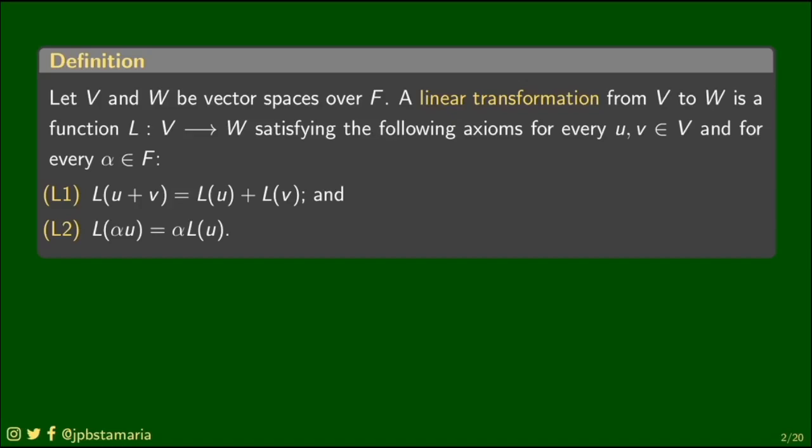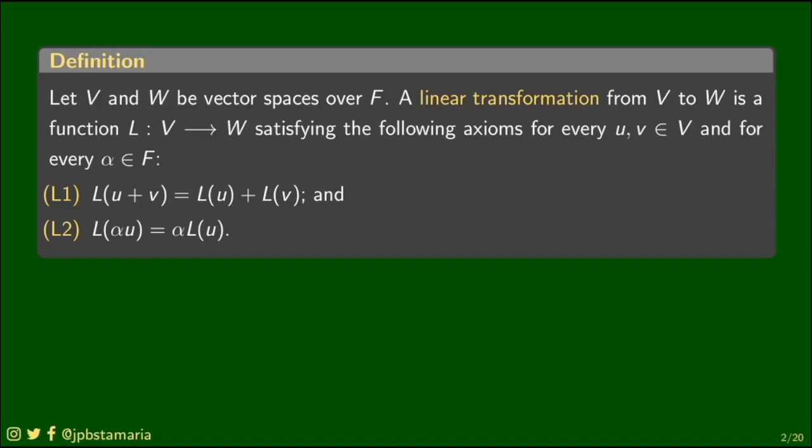For every u and v in capital V, meaning to say u and v are vectors from the domain, and alpha in F, meaning alpha is a scalar, the following equations must hold. Number 1, the image of the sum u plus v under L must equal the sum of the images of u under L and v under L. Number 2, the image of the scalar multiple alpha times u must equal alpha times the image of u under L.